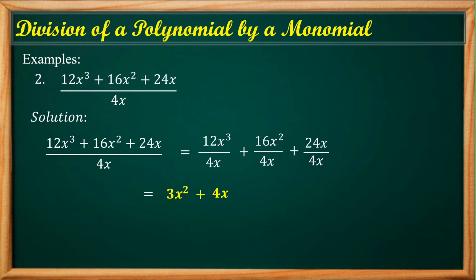Okay, next, you will have 24. 24 divided by 4 is 6. Then x over x, 1 minus 1 is 0. Then if the exponent is 0, the answer is 1. 6 times 1 is 6. Therefore, the answer is 3x squared plus 4x plus 6. Okay, that is how to divide a polynomial by a monomial.